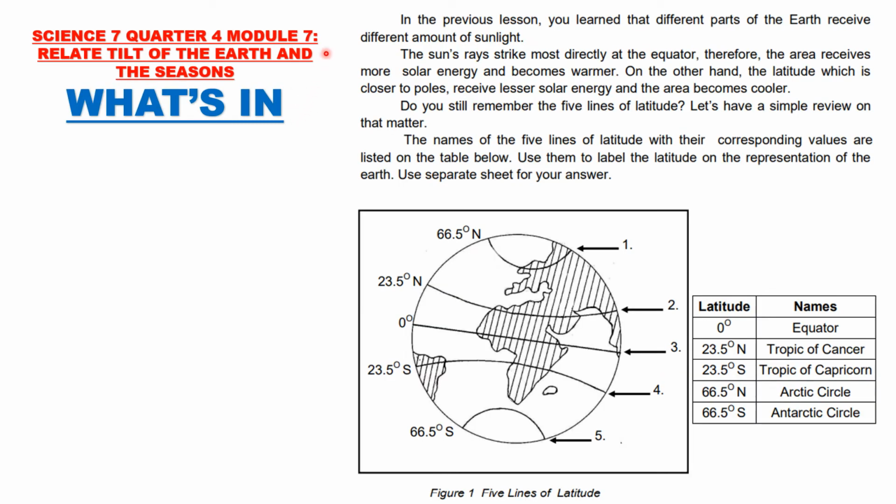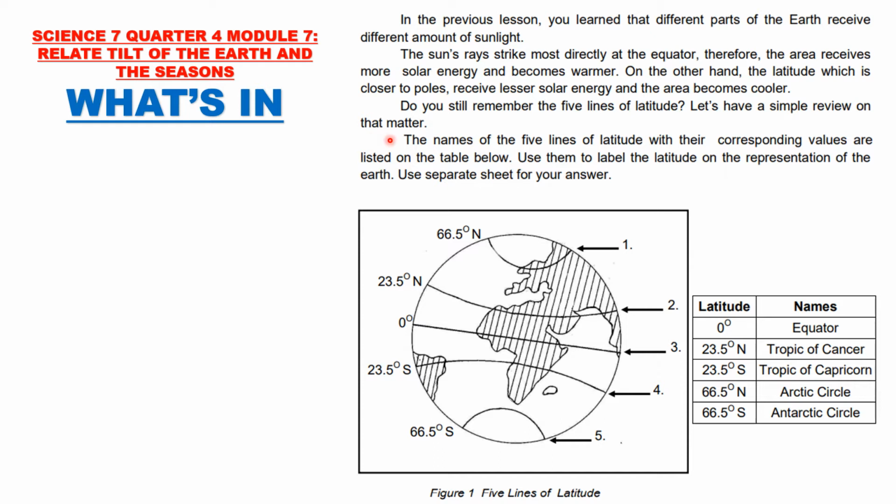What's in? In the previous lesson, you learned that different parts of the Earth receive different amounts of sunlight. The sun's rays strike most directly at the equator. Therefore, the area receives more solar energy and becomes warmer. On the other hand, the latitudes closer to the poles receive less solar energy and the area becomes cooler. Do you still remember the 5 lines of latitude? Let's have a simple review on that matter.